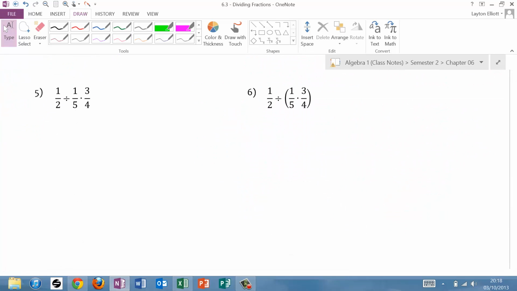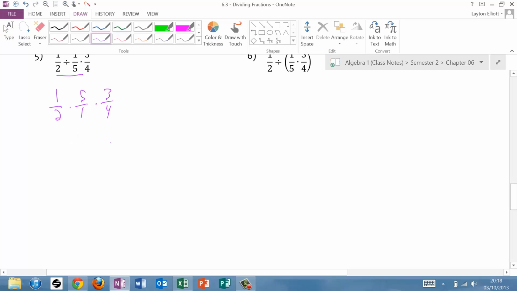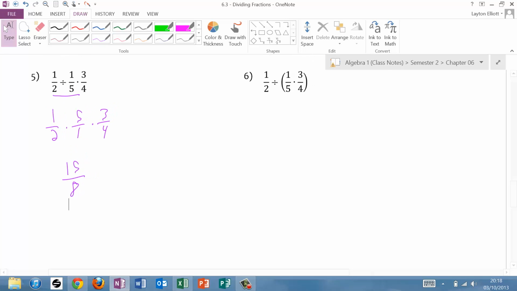Number 5 is an order of operations problem. I'm first going to rewrite, and remember we do multiplication and division left to right, so the 1/2 times 5 over 1 happens, and then 3 over 4 stays. So if I do this, now I can cancel, but I don't see anywhere I can, so 5 times 3 is 15, 4 times 2 is 8, I end up with 15/8.